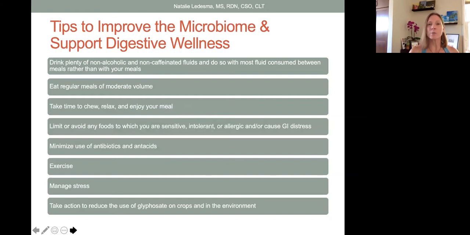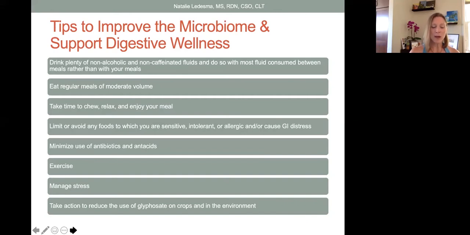Additionally, we want to make sure we're drinking plenty of fluids, non-alcoholic, non-caffeinated fluids. And ideally, as I said before, I'm trying to consume most of those between meals as opposed to with our meals, okay? Options could be water, herbal teas, or some green tea, which has a little bit of caffeine, but could be okay if tolerated well. Bone broth is excellent for gut healing if you like that and tolerate that. Those could be very important to consume.